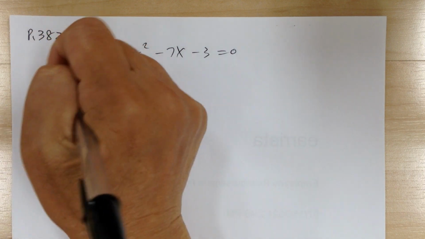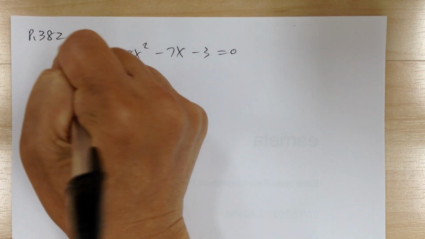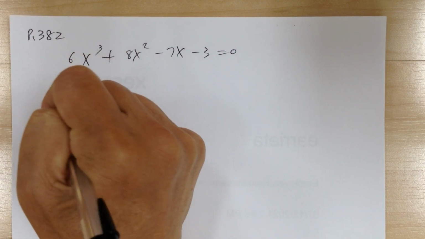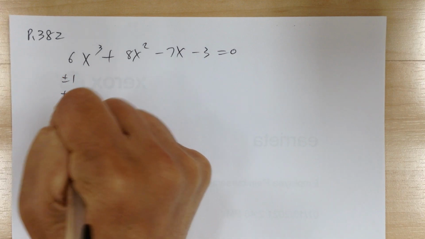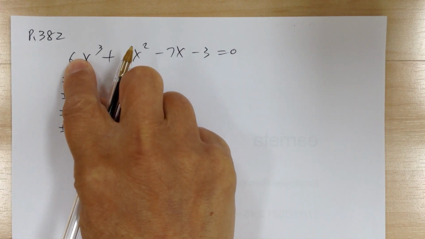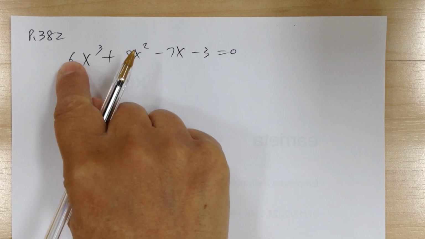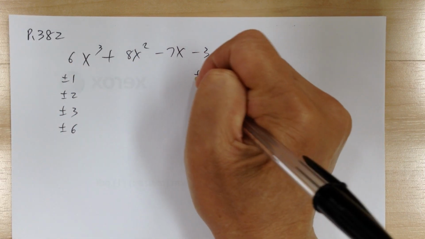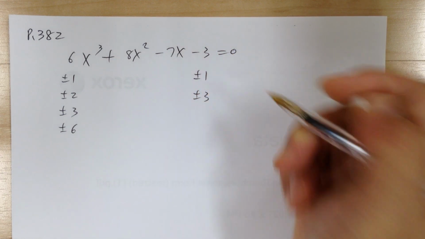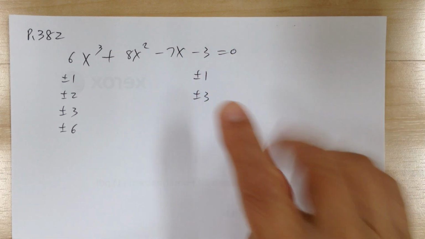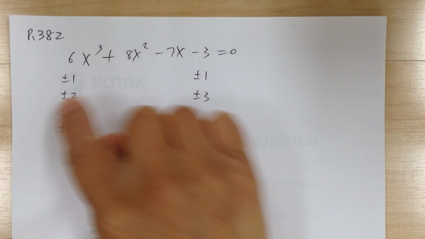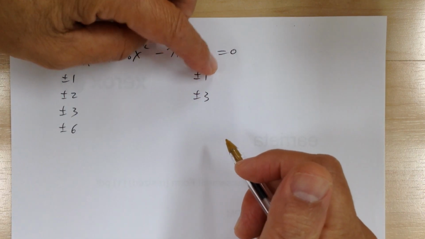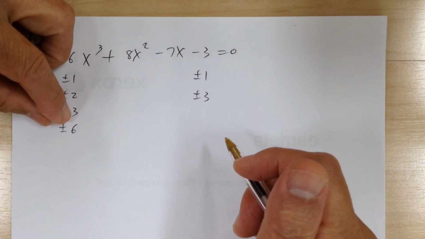The factors of the 6 would be plus or minus 1, plus or minus 2, plus or minus 3, plus or minus 6. So find the factors of the first number, then find the factors of the last number. So it would be plus or minus 1, plus or minus 3. The next thing you have to do is use this divided by this. So you have to use this list divided by this list.